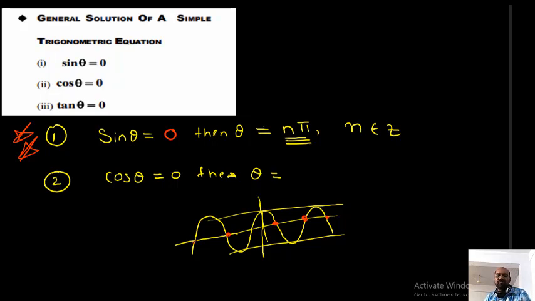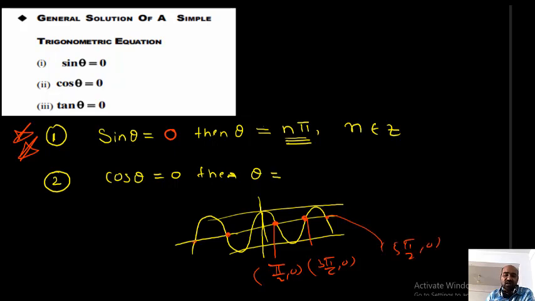We need to identify what are the points. This one, what is this point? Pi by 2, 0. What is this? 3 pi by 2, 0. What is this? 5 pi by 2, 0. What is this? Minus pi by 2, 0. What are the values of theta? So, pi by 2, 3 pi by 2, 5 pi by 2, minus pi by 2. For those values of theta, this happens.